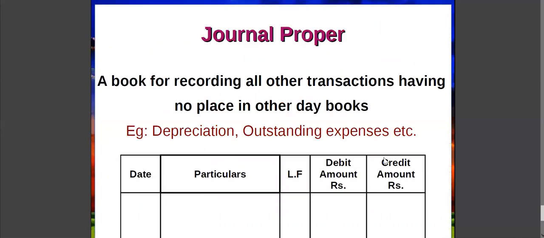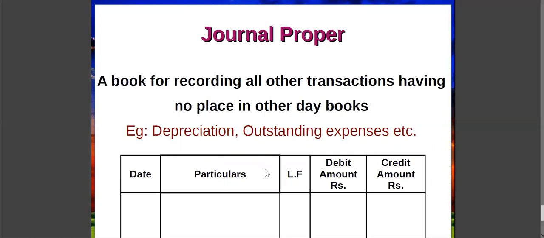Journal proper. A book for recording all transactions having no place in other day books. Journal entries that have no place in the other day books come under journal proper. So except for these four day books, the remaining entries will come under journal proper.